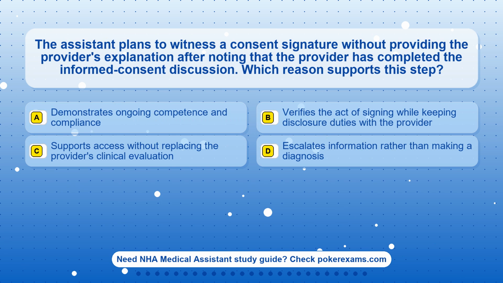Question 17. The assistant plans to witness a consent signature without providing the provider's explanation after noting that the provider has completed the informed consent discussion. Which reason supports this step? Option A, demonstrates ongoing competence and compliance. Option B, verifies the act of signing while keeping disclosure duties with the provider. Option C, supports access without replacing the provider's clinical evaluation. Option D, escalates information rather than making a diagnosis.